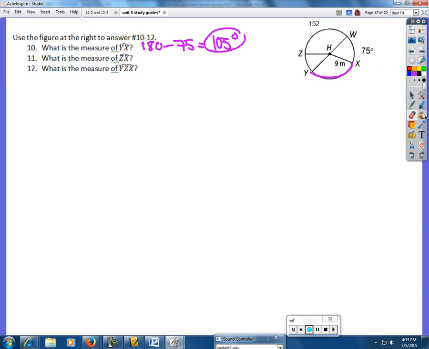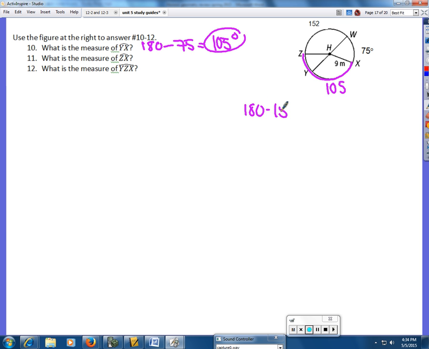Then I'd go to arc ZX. Now I want this arc. Well, I have this was 105, but I don't know this. How am I going to find this? Well, this is also a semicircle. So if I subtract 152 from 180, that'll give me this. So 180 minus 152 is 28. So this is 28. So together that adds up to 133.